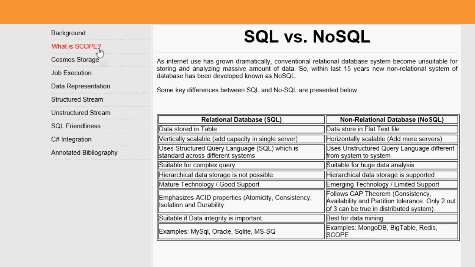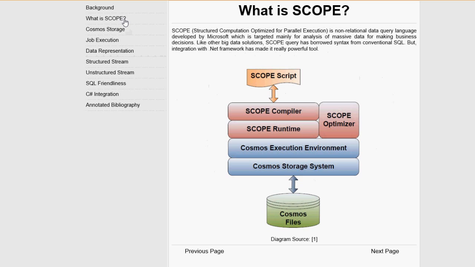Scope is the one I'm going to talk about today. What is Scope? Scope stands for Structured Computation Optimized for Parallel Execution. It is a non-relational NoSQL data query language developed by Microsoft, targeted mainly at analysis of massive data for making business decisions. Currently it is used only inside of Microsoft. Like other big data solutions, Scope has borrowed syntax from conventional SQL. But the plus point is that it is really integrated with the .NET framework, which has made this tool very powerful.